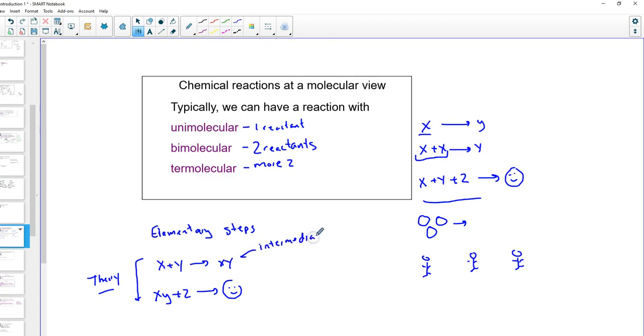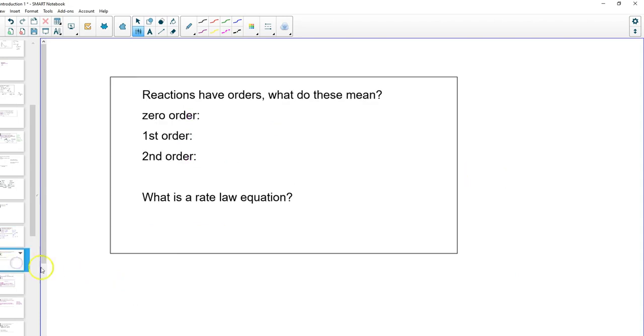It never shows up in the end. It is produced and consumed within the process. Very short life. Can't really detect it. So it's a theoretical option. Alright, so here we go.